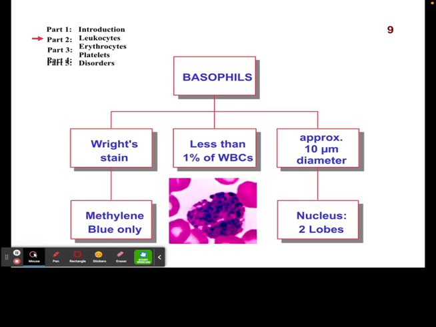So, they are granulocytes. They only make up about 1% of your white blood cells, and they're relatively small compared to the neutrophils, but they're still pretty large compared to your red blood cells.